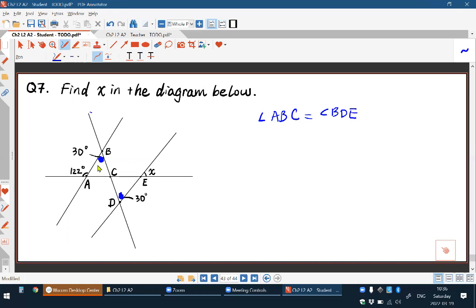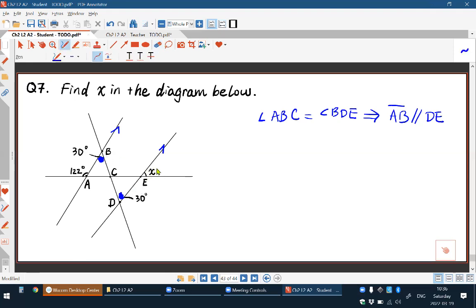Because the alternate interior angles are congruent, according to the judgment theorem 2, you can say these two lines are parallel. Let's call line AB parallel to line CD. Okay, then if we have two parallel lines, we can use a property theorem for angle chasing.